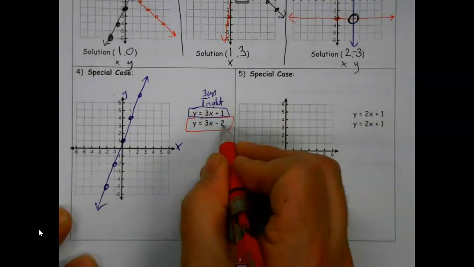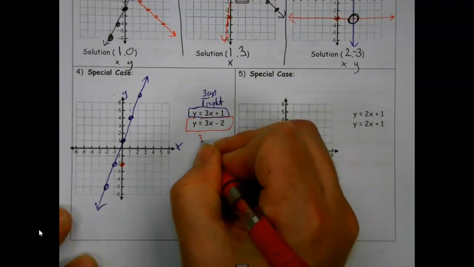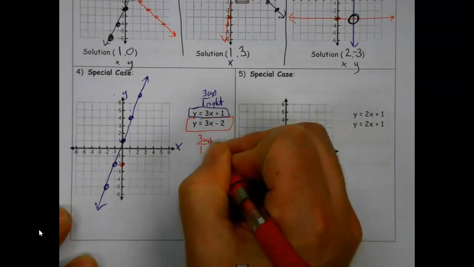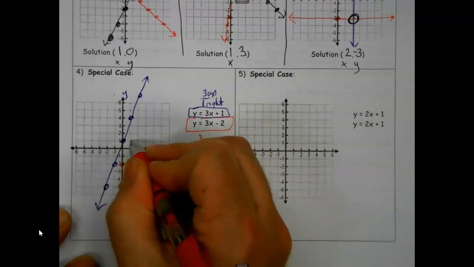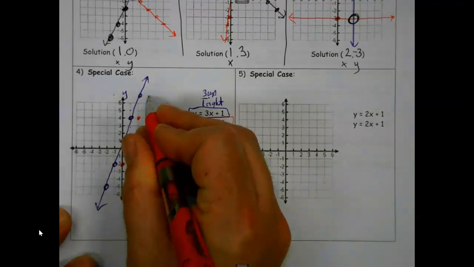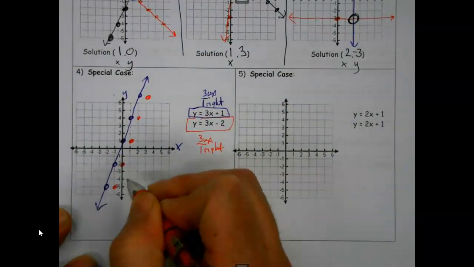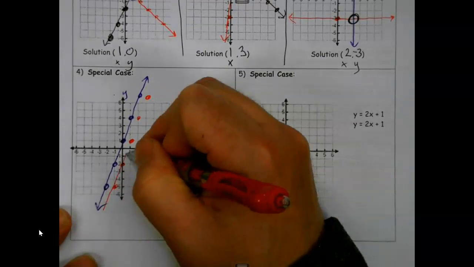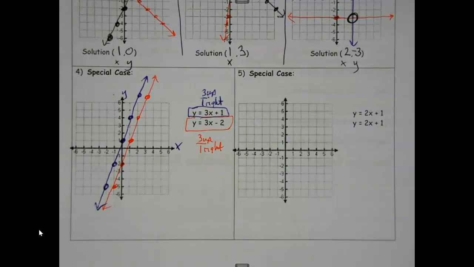So I look and I'm like, okay, my y-intercept's negative 2, got it. Wait a minute though. 1, 2, 3. What the? They're like a highway. Like they're running right next to each other at the same angle and they never cross.